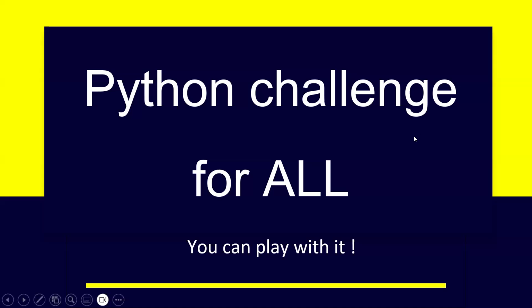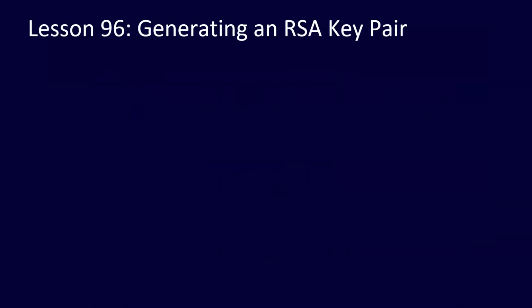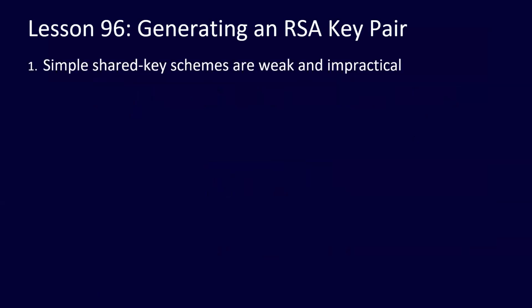We'll continue the study about cryptography. Last time we studied the common key scheme, or shared key scheme. Simple shared key schemes are weak and impractical, and this is the big problem. They are weak and also impractical. How? Actually, they have no tamper detection schemes and key reuse. If you use the same key more than once, it will be very fragile to attack.